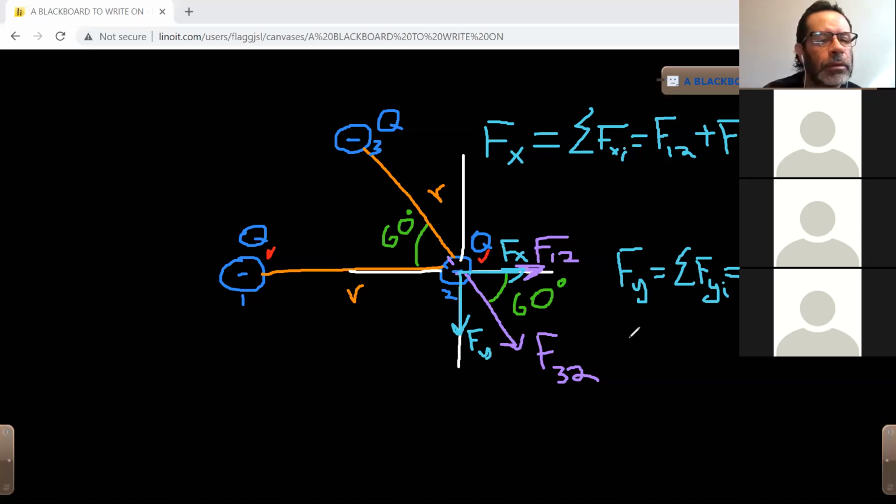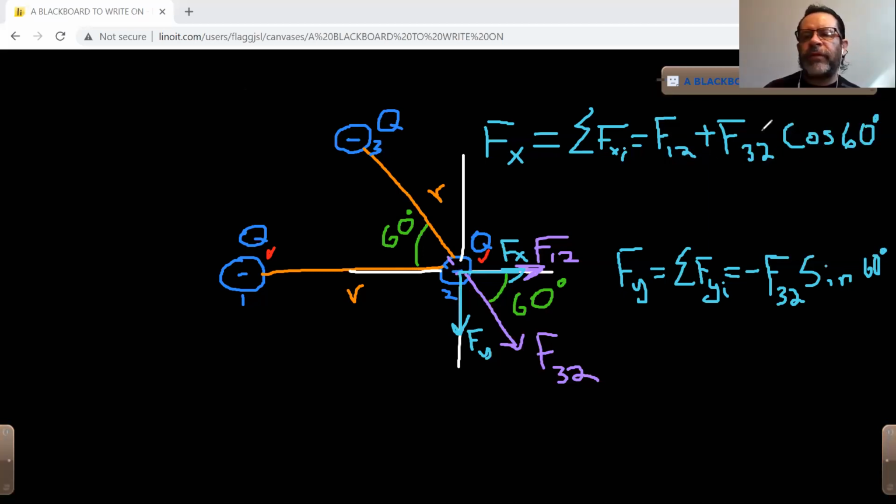Just the purple F32. Negative. And it's negative, correct. That's the Y component of F32. And how would we calculate the Y component of F32? The sine of 60. Okay. Questions up to this point before we start going into the calculations? No question. Okay.